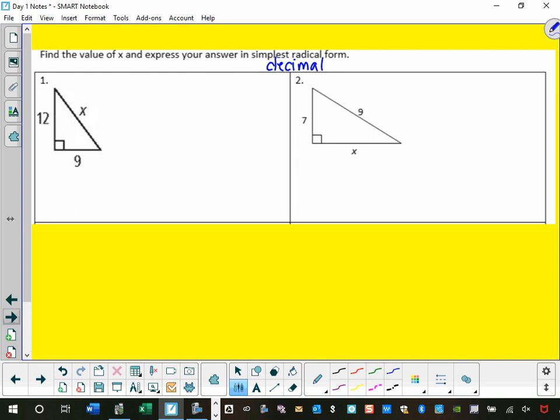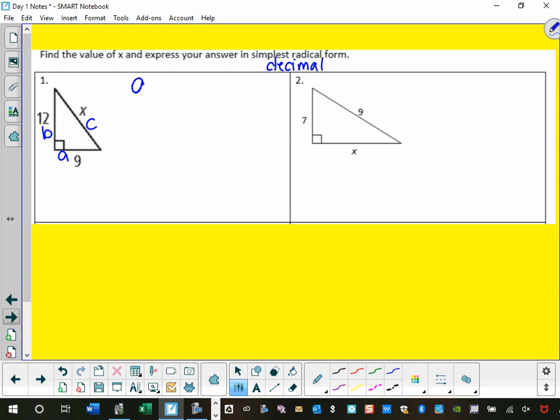All right, look at number 1. We have a right triangle, sides of 9, 12, and x. Which one will be my hypotenuse? Yes. Go ahead and label that C. We always label our pictures. I typically like putting the smaller number as A and my bigger number as B. But honestly, it doesn't matter. You can do whatever you want.